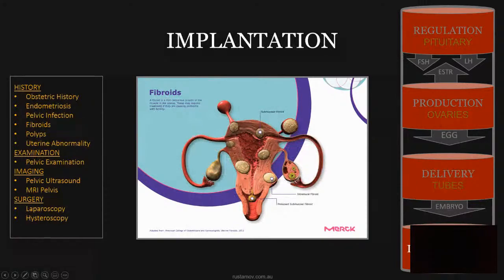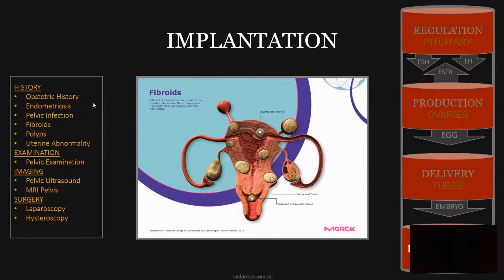So next level is implantation. In terms of implantation, we take the previous obstetric history and look for symptoms of diseases which may cause implantation problems, like endometriosis, pelvic infection, fibroids, polyps, or uterine abnormalities.